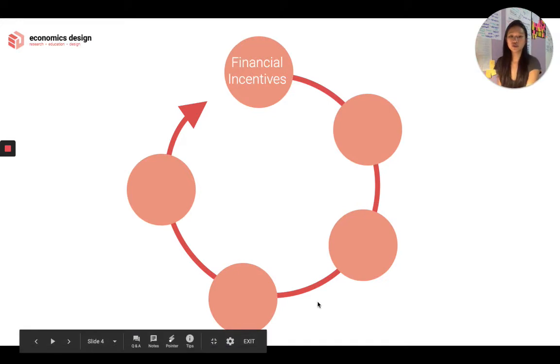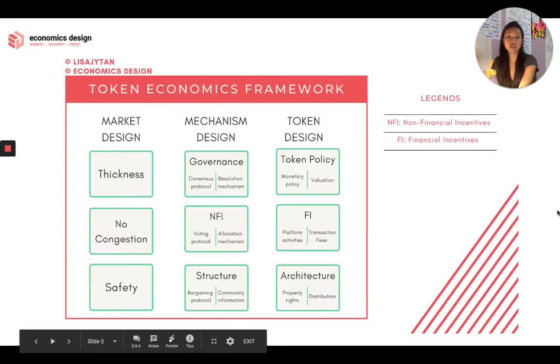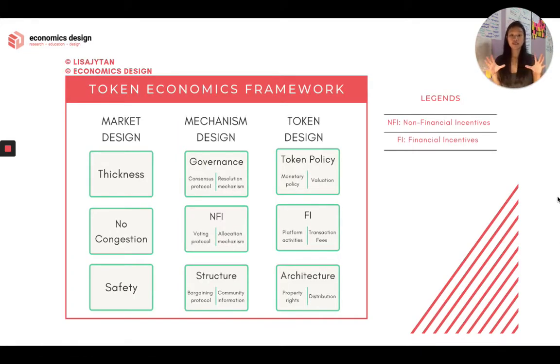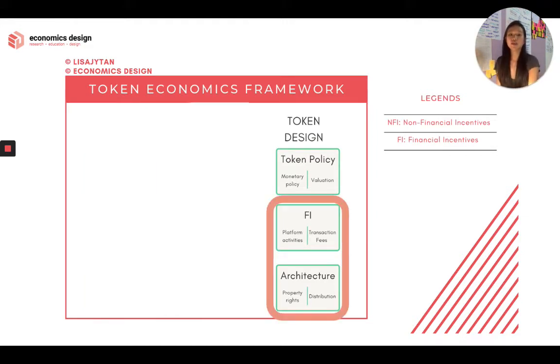Okay, so let's get started with financial incentives. So once again, this is the framework that we've been talking about. In market design, we talked about design of the environment. In mechanism design, we talked about design of the rules of the game. Now we're talking about token design, and specifically today we're going to talk about financial incentives. We're going to look at platform activities as well as the kind of transaction fees and the returns of your stake, returns of investment, as well as in architecture we're going to look at property rights as well as distribution.